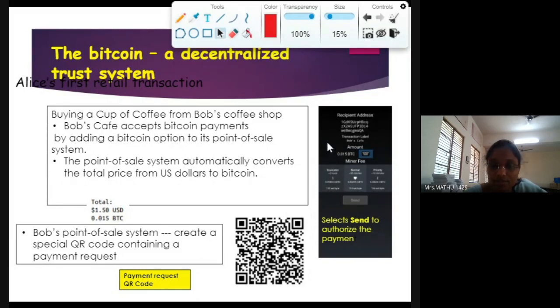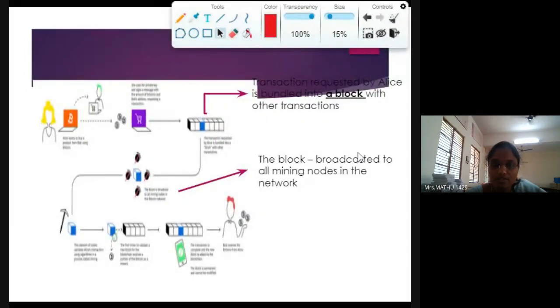You need to say what amount you are sending to whom, to which Bitcoin address. I'm not sure whether you are able to see that. You can see the recipient address. There is a Bitcoin address given, and the amount is given here in terms of Bitcoin, and when you send, you send it to the Bitcoin address of the person you are sending to. We have actually seen this already in the first class, I think.